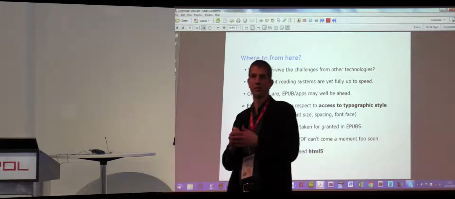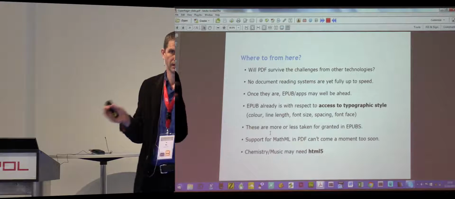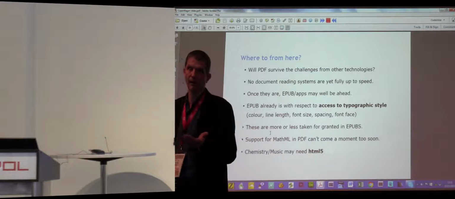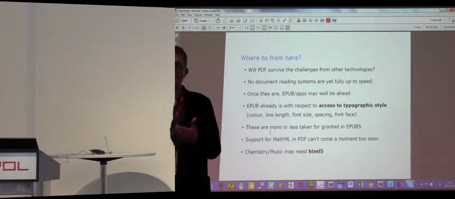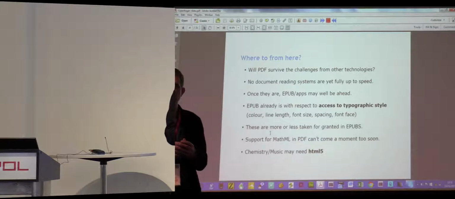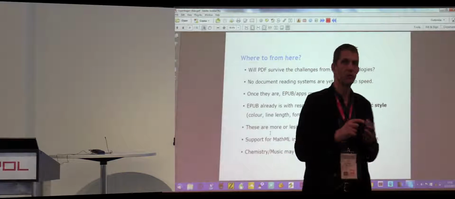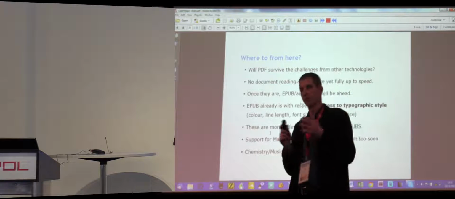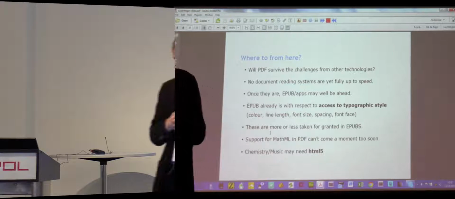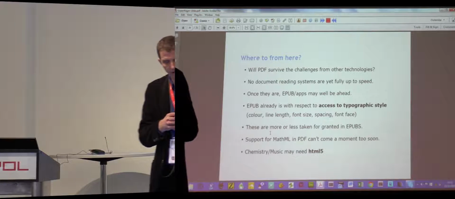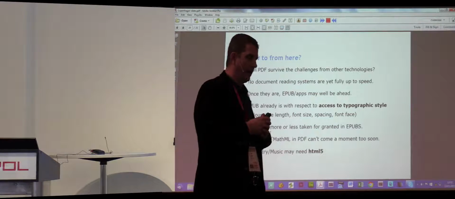When you go to an EPUB, you can choose the font you want, you can change the line height, the line length, the font size, and the colour. Now PDF can do some of that, but some of it can't. And I think that's one of the biggest challenges it faces. The reason it can't is the problem of reflowing. PDF forms just don't reflow at the moment, therefore you cannot have that kind of control.